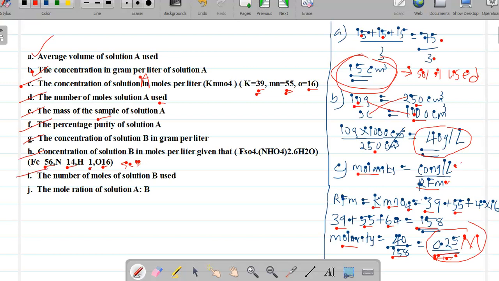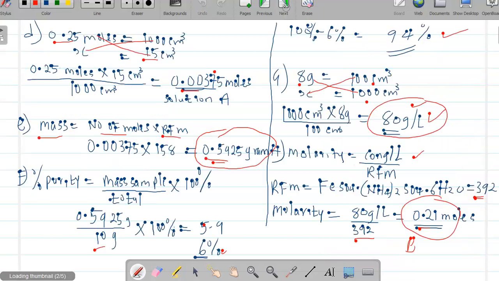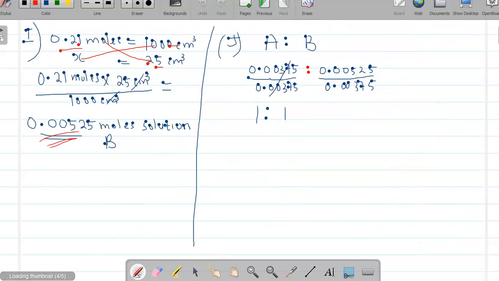Part J is asking the mole ratio of A to B. Very simple. The mole ratio of A to B. Do you have the number of moles of A? Yes. Do you have the number of moles of B? Yes. We put it in ratio form, then we simplify to get the mole ratio. So let us see that one. This is the number of moles of solution A, which is 0.00375. Then the number of moles of solution B is 0.0052.